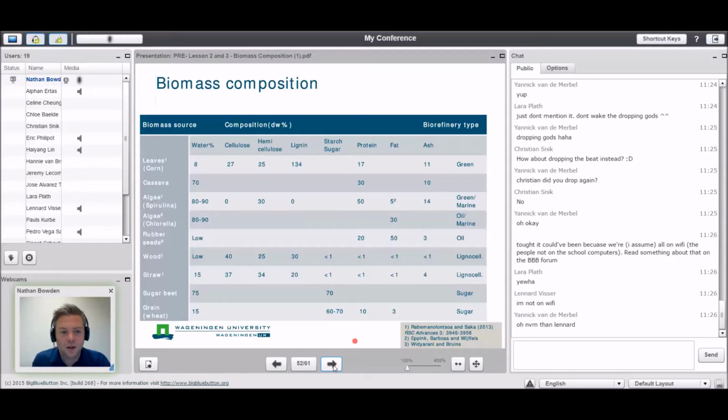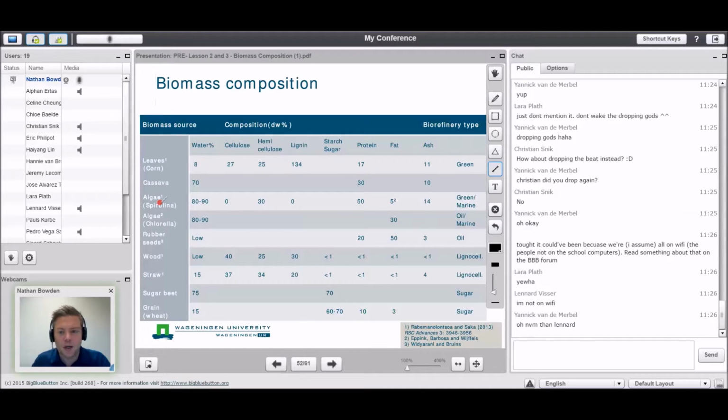Okay, so now we can fill in the section from the very beginning of yesterday's class. Remember, on the first sheet, I had this empty section. Now we can fill it in, and hopefully you will also fill this in your project. So if you have leaves from corn, cassava, here's spirulina, algae, the seed of the rubber tree, wood, straw, sugar beet. I don't think this is leaves. I think this is the total sugar beet, and also the grain of the wheat. We can fill that in.